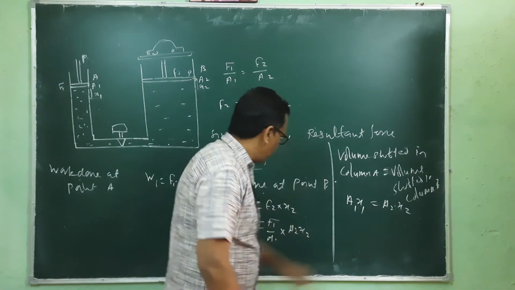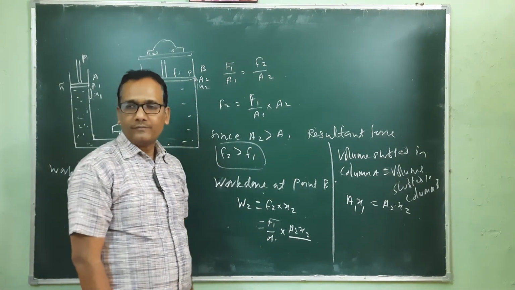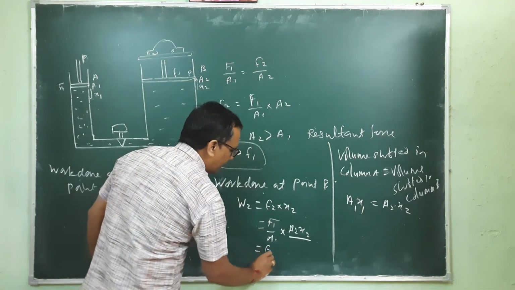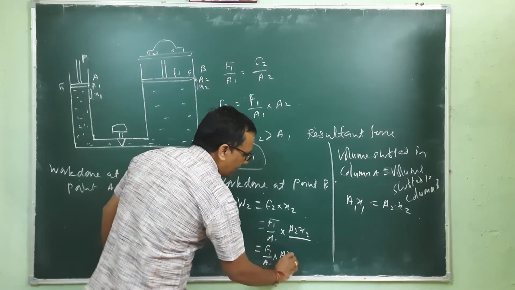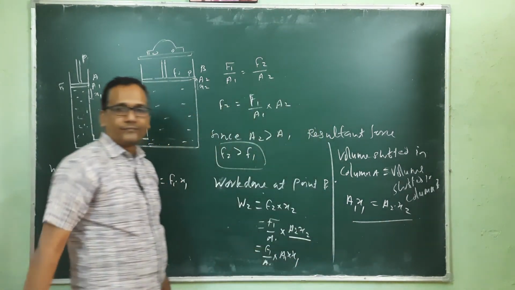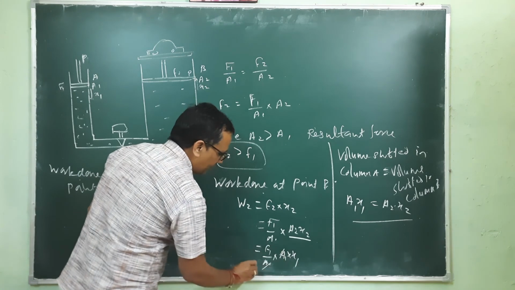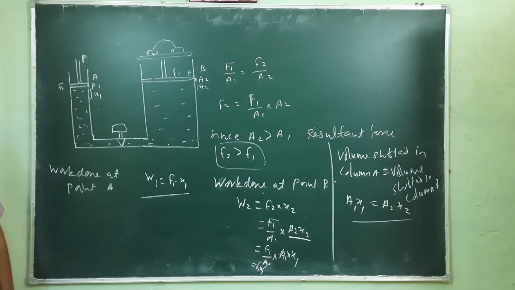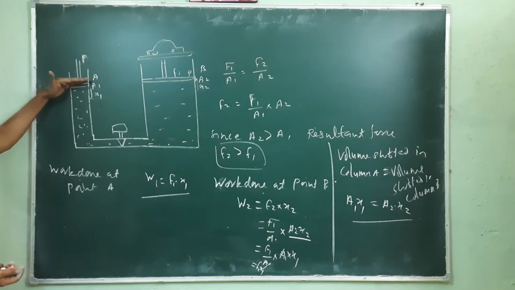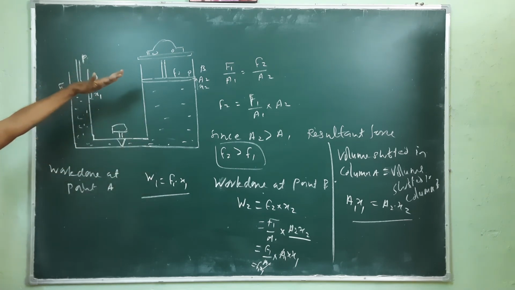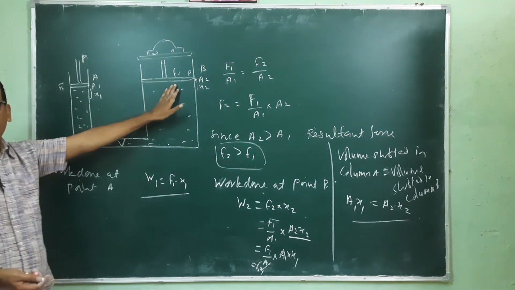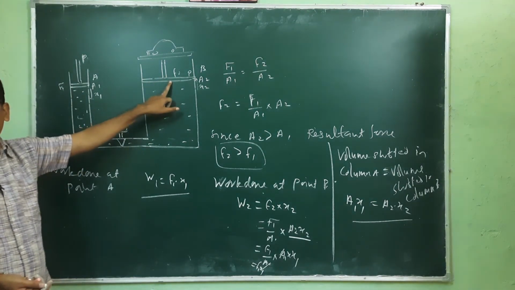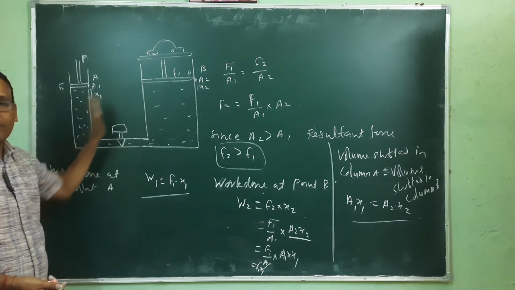So A2 X2 here can be substituted by A1 X1. So this is F1 by A1 multiplied by A1 multiplied by X1. This A1 we can cancel, so this is F1 X1. So the work done, whatever work we are performing here, is identical, but the shifting is more because the effort is less. Whatever work we are doing here is transferred completely to this side, but the effort is less because of Pascal's law.